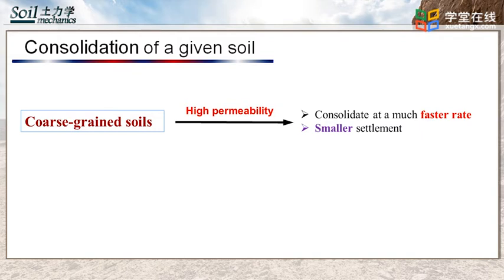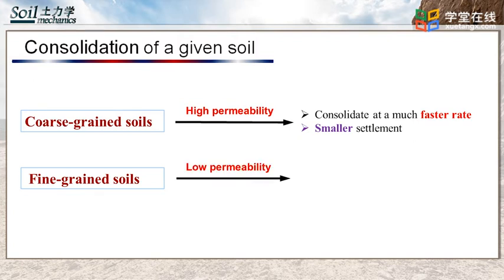Hence, the consolidation process completes in a short length of time. On the contrary, the fine-grained soils, such as silts and clays, have low permeability, consolidate at a low rate, and produce large settlement. Hence, the consolidation process completes in a long length of time.